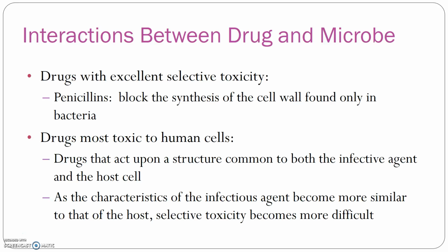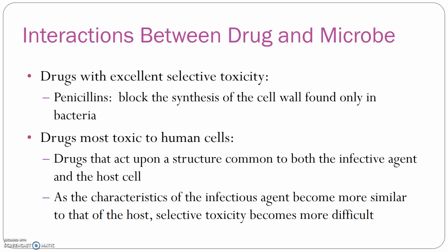Some of the drugs that have really excellent selective toxicity are the penicillins. Obviously, these are one of the first drugs available and used as an antibiotic. Their mode of action is to block the synthesis of the cell wall, and of course, this is found only in bacteria. So if you have a bacterial target, then this is going to hurt and kill the bacterial cells, but not the human cells.